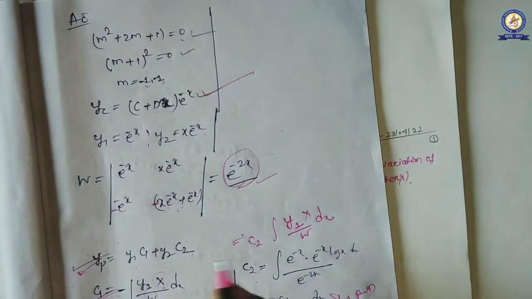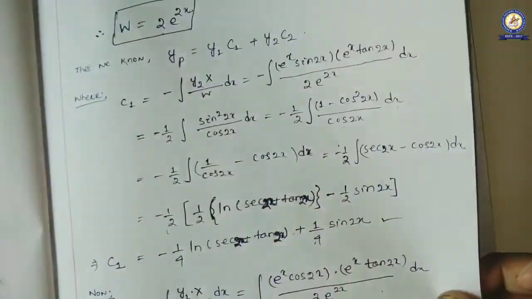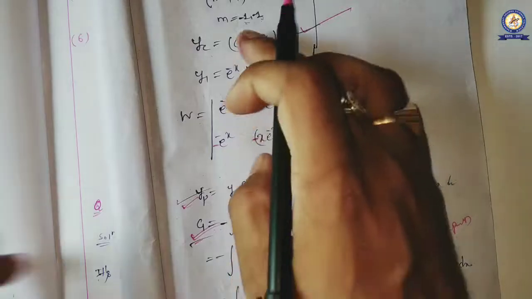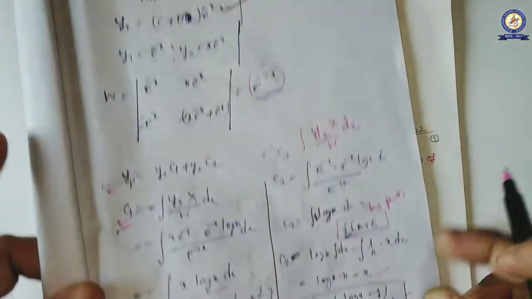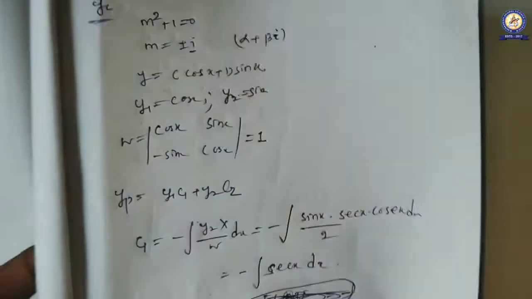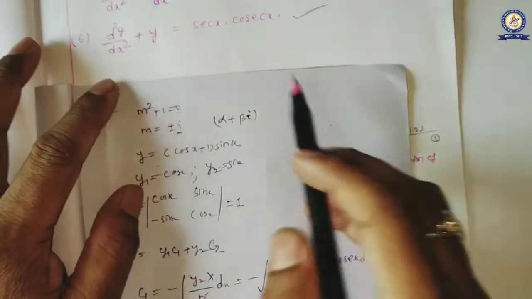So I suggest that here I discussed all the steps, but you have to write them down in your note with all the procedure. That means in the note you have to write in this format. Here I discussed what will be the yc, what will be the yp, c1, c2, all the things, but in the note I suggest that you write with all the steps. Okay, now we are going to go for the second question.